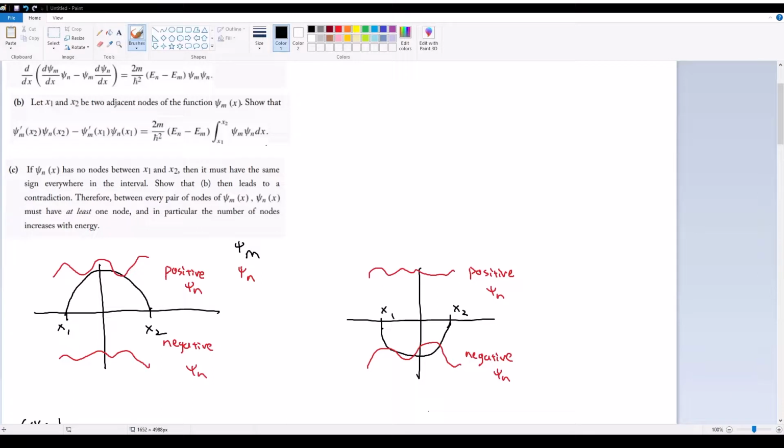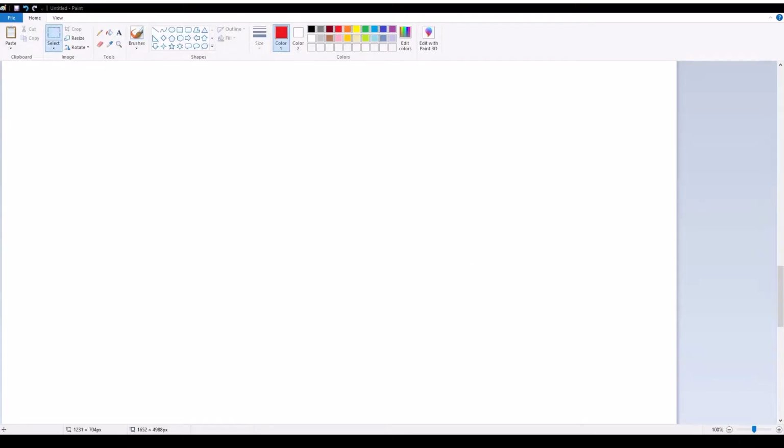And now let's look at graphically what that actually represents. Okay, so to actually show the significance of this requirement that the higher energy has to have at least one node between all of the adjacent nodes, let's do an example. So let's suppose I have an infinite square well.